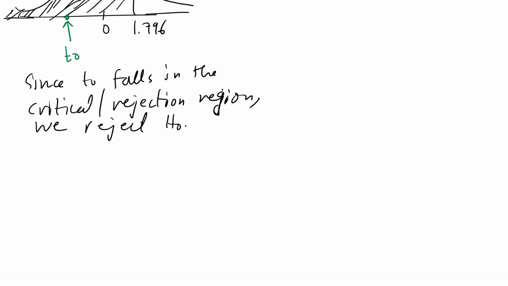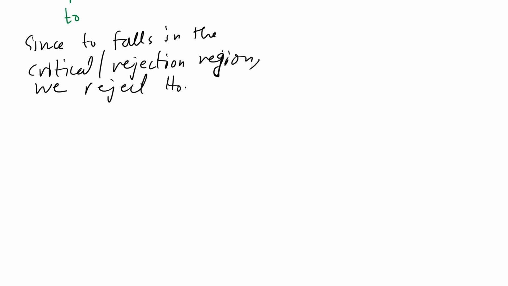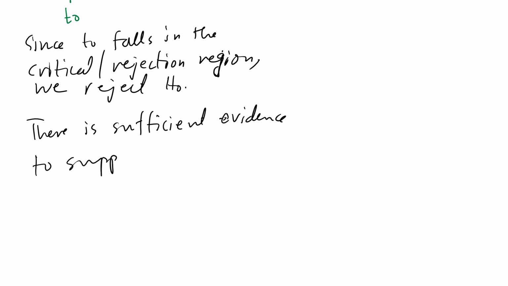So to interpret this, this means there is sufficient evidence to support the professor's claim that the reaction time in the dominant hand is less than the reaction time in the non-dominant hand at the alpha equals 0.05 level of significance.